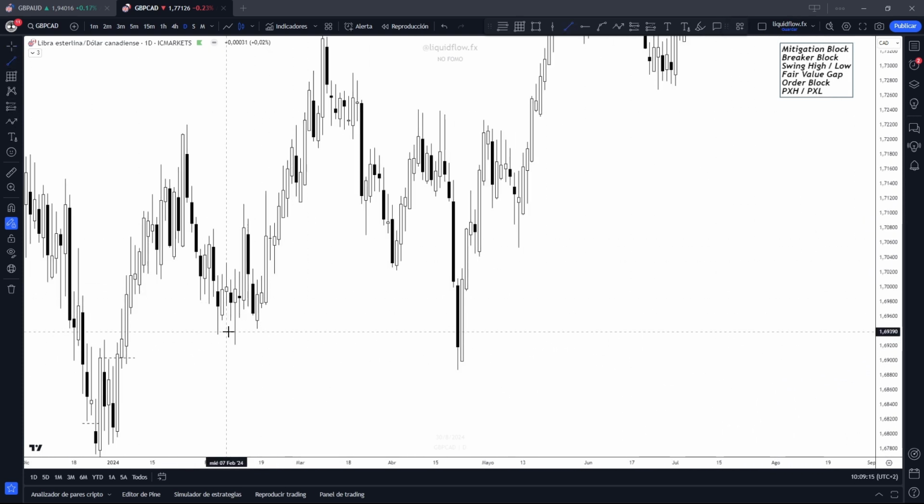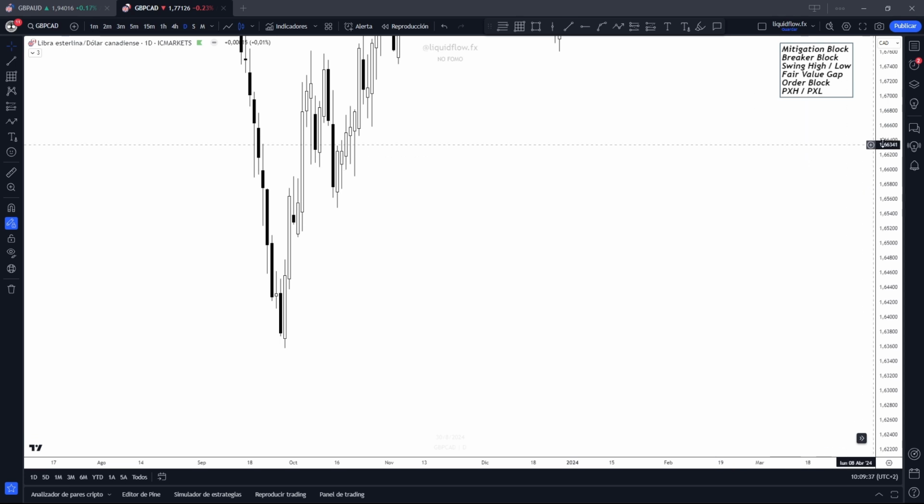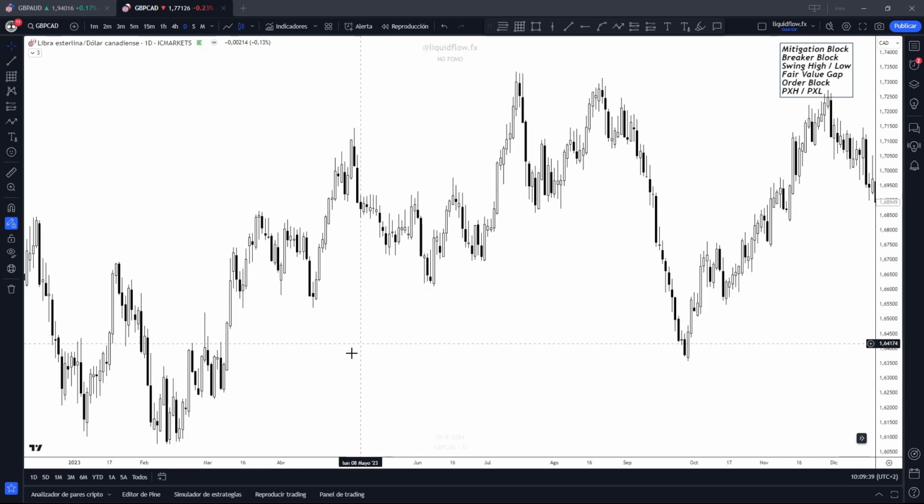What do we have? We have sweep of liquidity, right? This one from here. Then we have a break of structure. And then inside of that, you have some sort of created fair value gap. So that is valid. Again, let's go over a more simple example about this one.